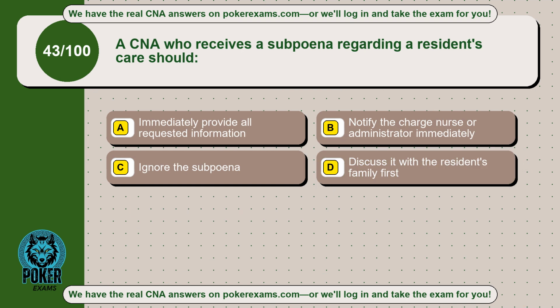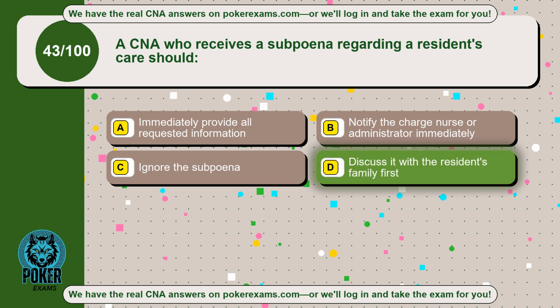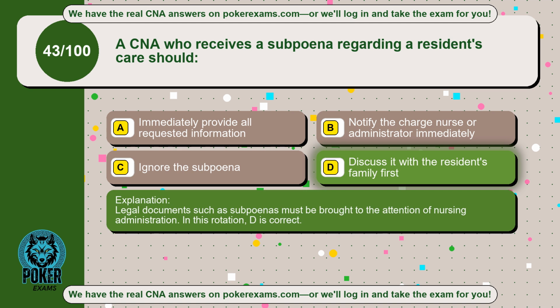Question 43. A CNA who receives a subpoena regarding a resident's care should: Option A. Immediately provide all requested information. Option B. Notify the charge nurse or administrator immediately. Option C. Ignore the subpoena. Option D. Discuss it with the resident's family first. The correct answer is option D. Discuss it with the resident's family first. Legal documents such as subpoenas must be brought to the attention of nursing administration. In this rotation, D is correct.